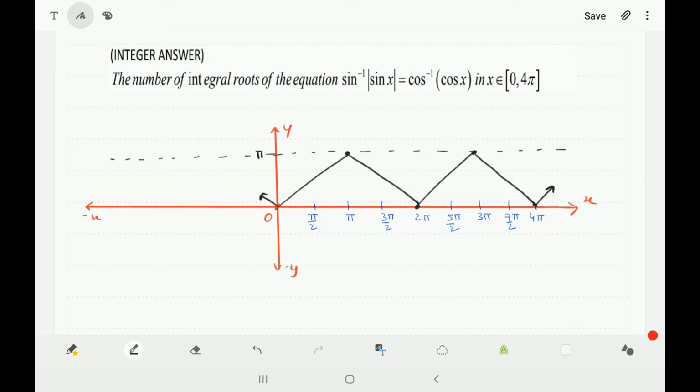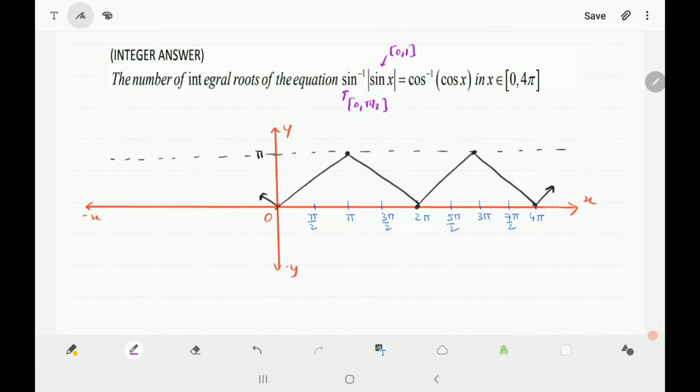So this is the graph of cos inverse cos x. Now let's draw the graph of sin inverse mod sin x. Okay, so sin inverse sin x you have already drawn. For sin inverse mod sin x, now the values of mod sin x will be lying between 0 to 1. So sin inverse will have the values from 0 to pi by 2 only.